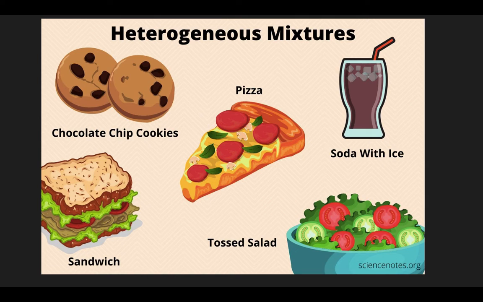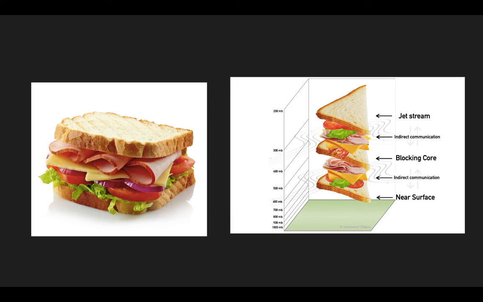Let's go over the heterogeneous mixtures, just like the ones shown on the screen: pizza, chocolate chip cookies, sandwich, salad, and a soda with ice. But I'll only be going over 3 of them. For the sandwich, it is a heterogeneous mixture because it's a mixture of different parts that are easily distinguished, like salad, bread, and meat altogether.